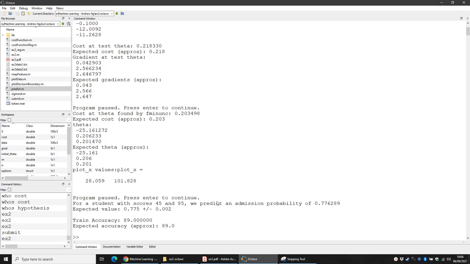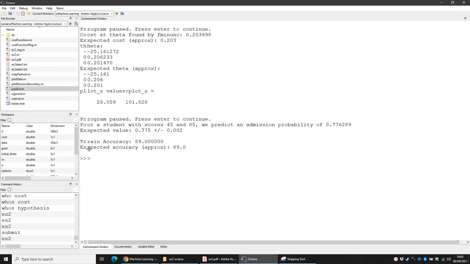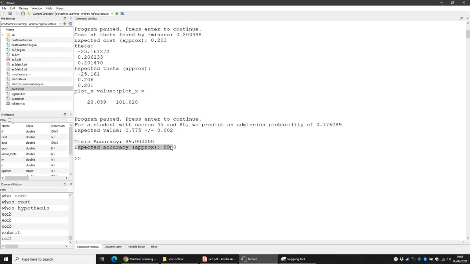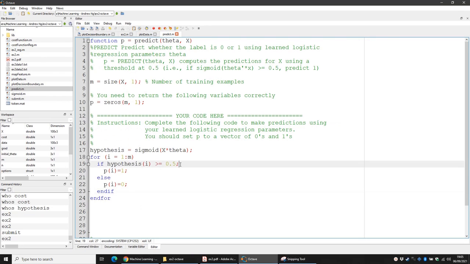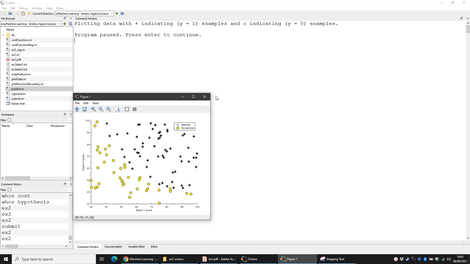So here we have it. For a student with scores 45 and 85, we predict an admission probability of 0.776289. The expected value is 0.775. So this is just our information, just for our reference. Our training accuracy is 89 and the expected accuracy is also 89. What does that look like though? Let us remove the semicolon for the hypothesis and run this code again. Let's see what the output looks like.